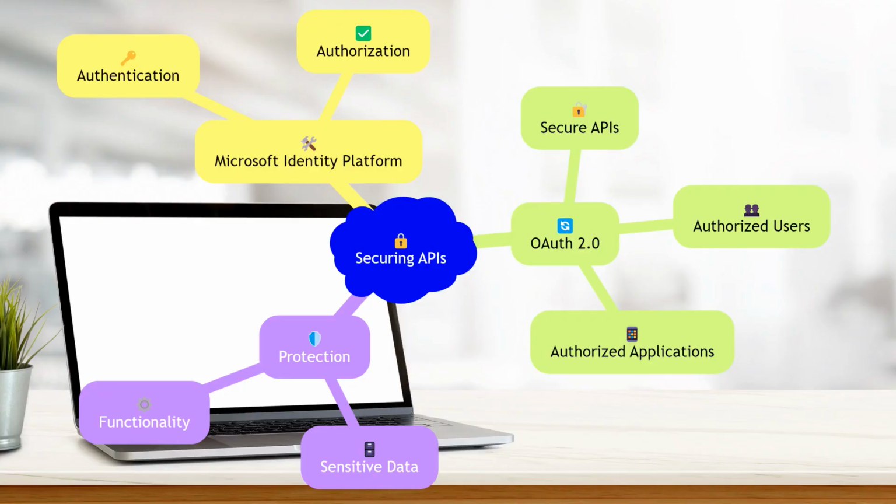APIs are a critical component of modern applications, and securing them is essential. The Microsoft Identity Platform provides tools to secure APIs by requiring authentication and authorization for API access. Developers can use OAuth 2.0 to secure APIs, ensuring that only authorized applications and users can access them. This helps protect sensitive data and functionality exposed through APIs.